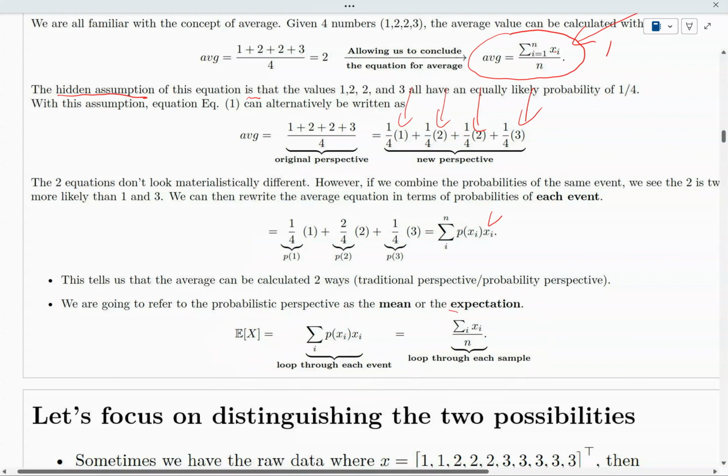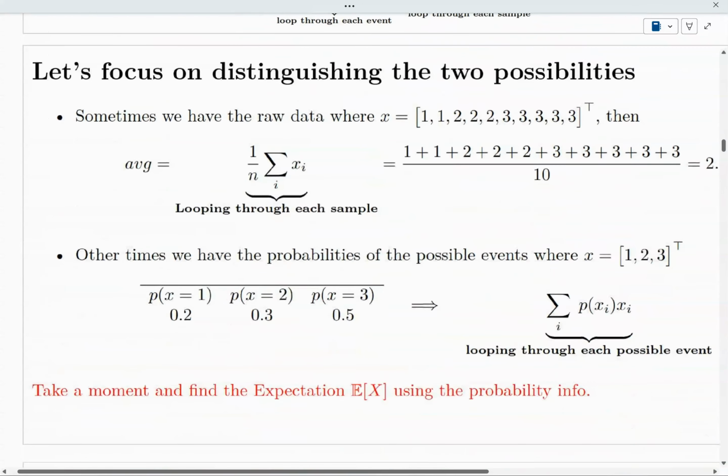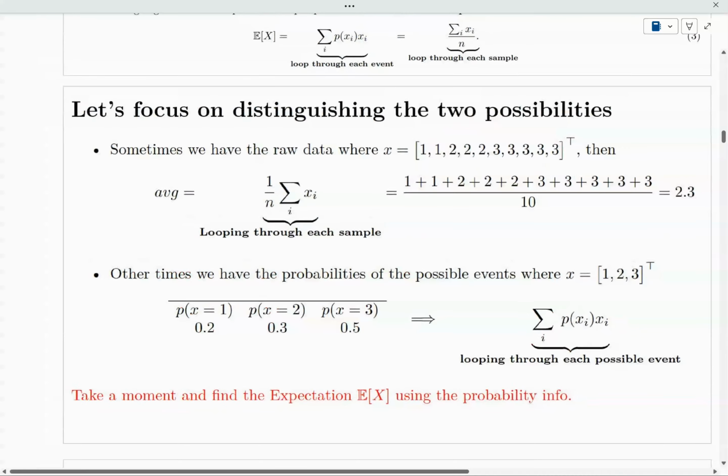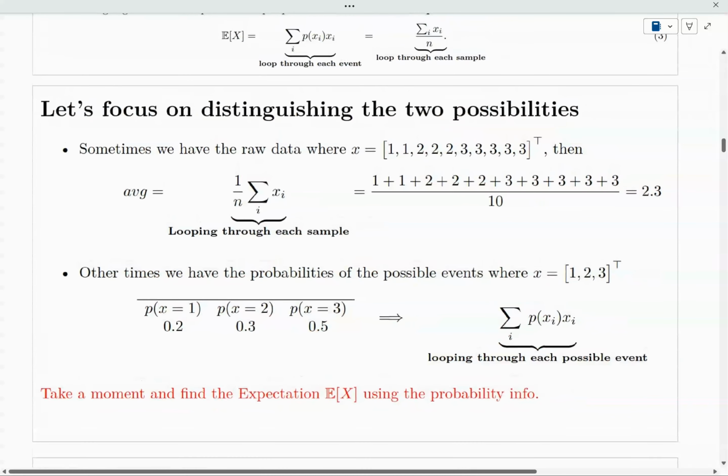If you only have the samples, you can just average them together. If you have the probability of each event, you can use this equation. Okay, it's very important that you distinguish the two possibilities of calculating average. The first is if you have raw data, right? If you just have data, of course you can get the probability out of it, but with the raw data, you can just calculate the average, just add them together, right?